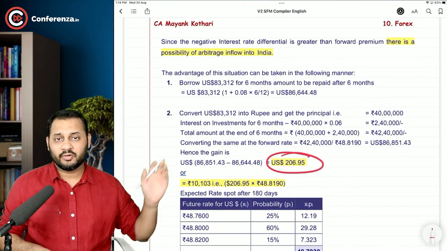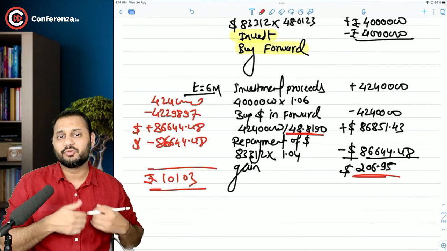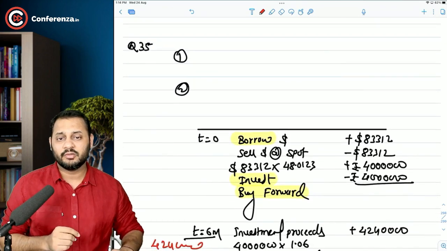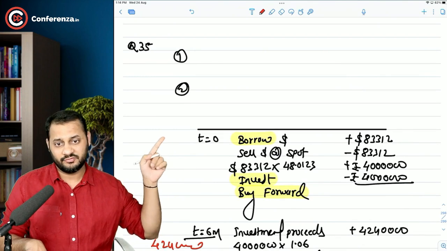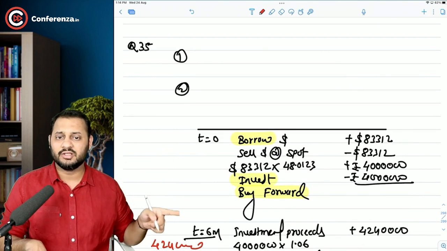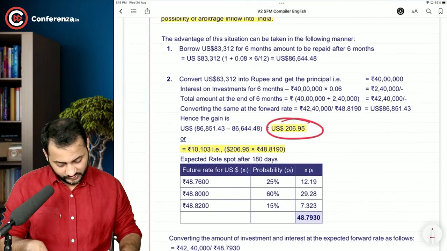This is not the important part, sir. Once you start the procedure, you will automatically get to know what the next step should be. The most important part is to decide whether to borrow in dollars and invest in dollars. That is the first step. After that, all the other steps will follow. Okay, sir. So this was the question.